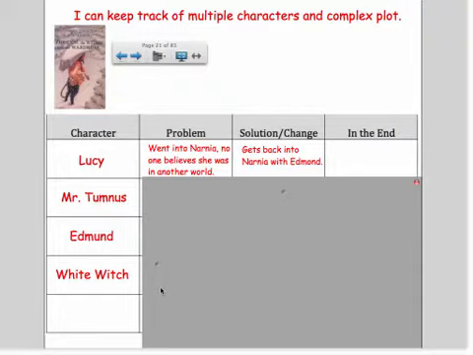And after you've spent a minute or two filling that in, then have a discussion with your partner and try to build upon each other's ideas and add to your chart so that you can have a clear idea of what you think Mr. Tumnus's, Edmund's, and the White Witch's problems and maybe what their solutions or changes are that they're going through. So just pause for a moment now and do that.